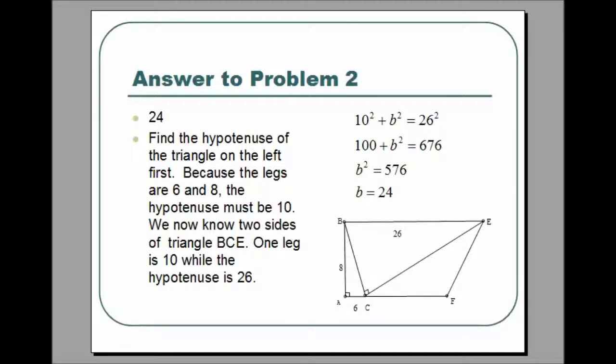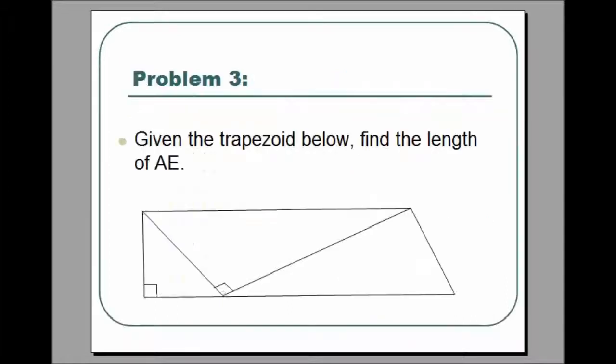10 squared plus b squared equals 26 squared. 100 plus b squared equals 676. Subtracting 100 from both sides gives b squared equals 576. Taking the square root of both sides gives us b equals 24. Here's practice problem 3. Given the trapezoid below, find the length of AE.